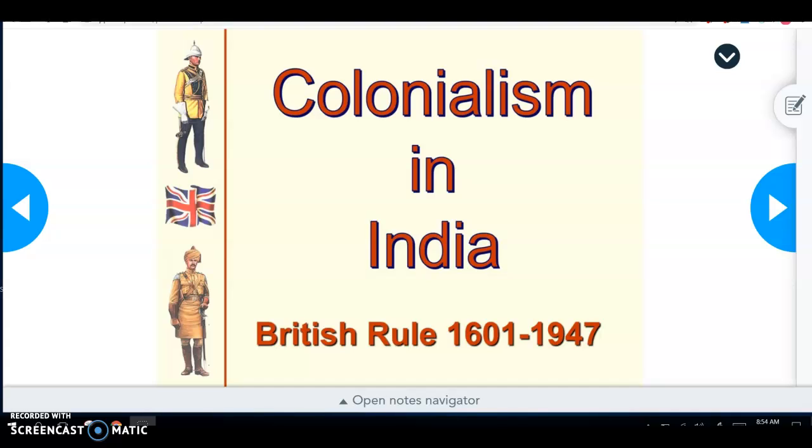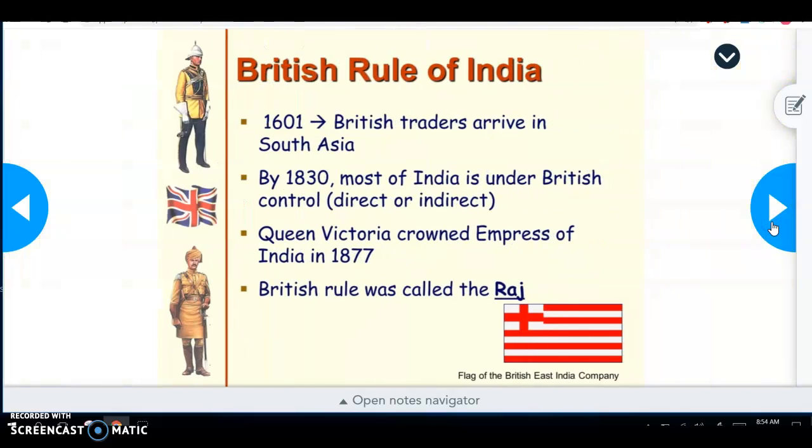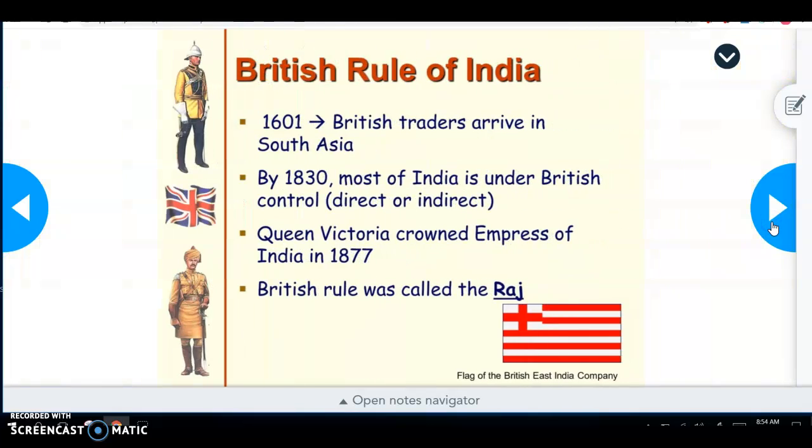This is Miss Saffron, and I'm going to be going over the history of colonialism in India, as this has impacted India's development as a country today and kind of how their government runs their country. So first, India used to be a colony of England.